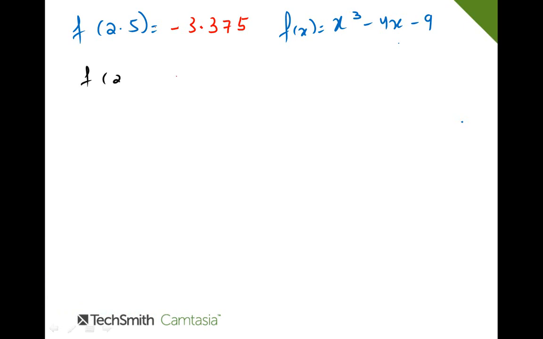f of 2.5 is negative and f of 3 is positive, right? Yes. Okay, here a student will come and ask me, why do you compare f of 2.5 with f of 3 instead of f of 2? You know why? Because this is negative. Since this is negative, I have to go to the alternate, that means to the opposite, to the positive.